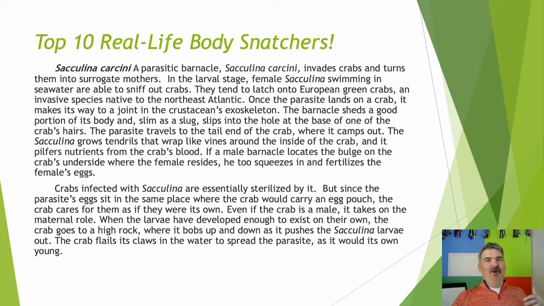The barnacle now grows tendrils, or long thread-like arms that wrap around and latch onto the crab. It then takes the crab's blood and uses it for food. So we know for sure one reason why the barnacle is in there: food. But the text also says that the male barnacle locates a spot on the crab's underside where the female is hanging out. The barnacle then fertilizes the female's eggs.